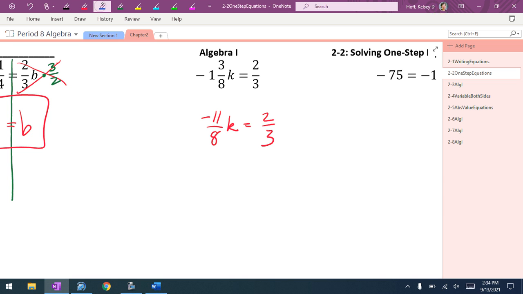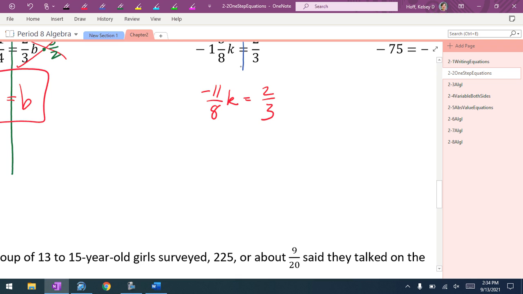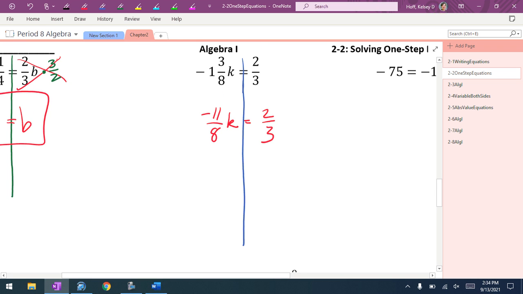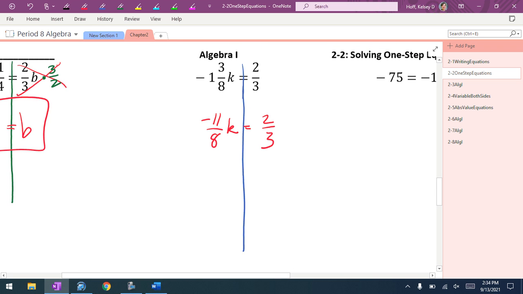Now what should I do? Multiply by, careful, careful, -8/11. Your reciprocal has to keep the sign because we want it to be positive. -8/11. And Mason explained, you always take the reciprocal of the one with the variable. Positive 8s and 11, you're left with 1k.